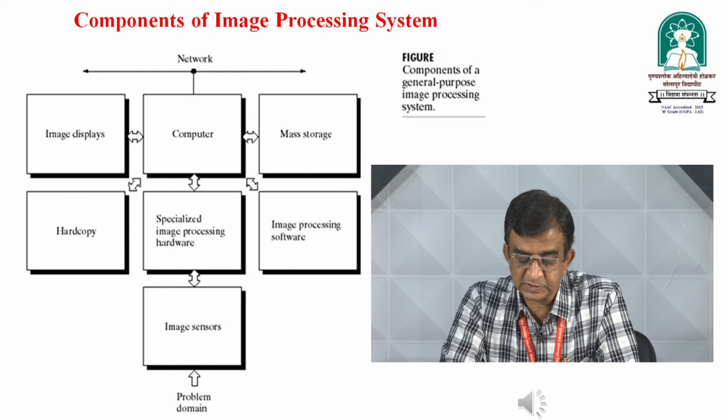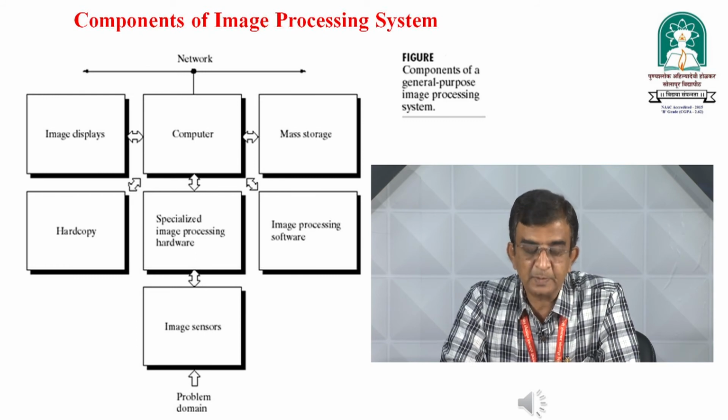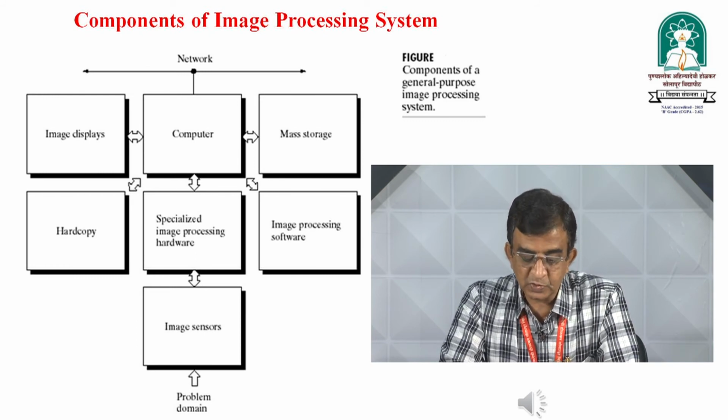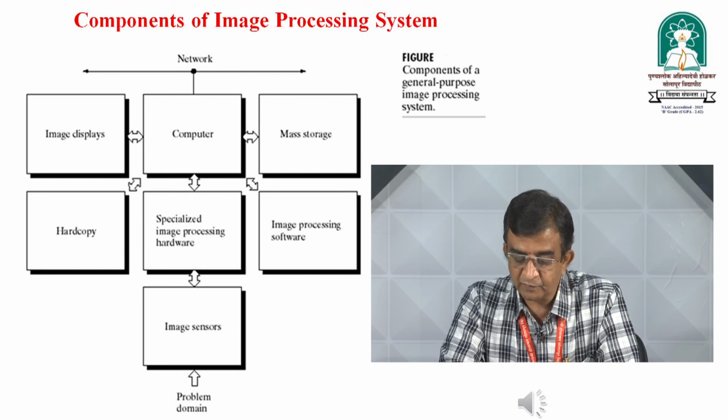Software for image processing consists of specialized modules that perform specific tasks. Now the next is mass storage. Mass storage capability is a must in image processing applications. An image of size 1024 by 1024 pixels, in which the intensity of each pixel is an 8-bit quantity, requires 1 megabyte of storage space if the image is not compressed.